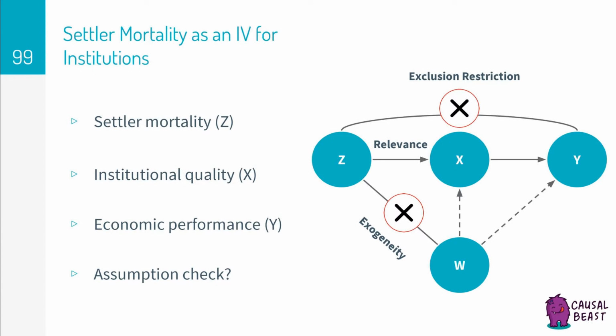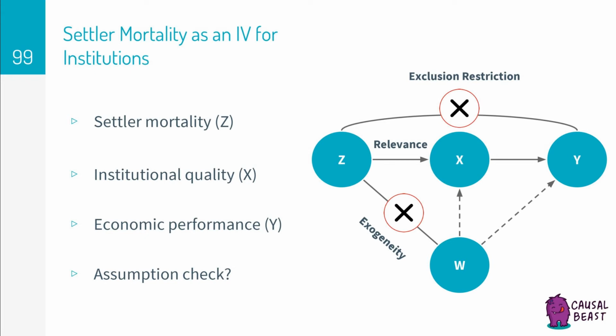To show that settler mortality was a proper instrument, the authors made arguments for why the three assumptions were met. First, the relevance assumption. Does settler mortality meaningfully affect today's institutional quality of countries? The authors argued that places with lower settler mortality in the colonial era actually implied that those countries had higher property rights in the year 1995.